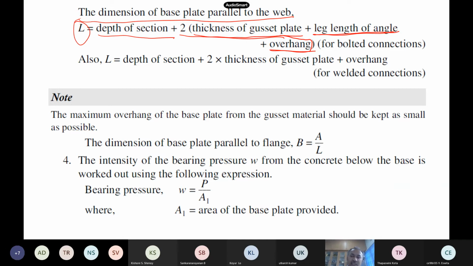Suppose if it is a welded section, so this angle is not required actually. Okay, so only gusset plate itself is sufficient. So this is the length of the gusset plate. So the maximum overhang should be kept as small as possible. Now the dimensions of the base plate: once you know the area, just B = A by L will give the width of the bearing plate. Now you find out the W, the intensity, and it should be smaller than 0.45 times fck. So then the things are fine.